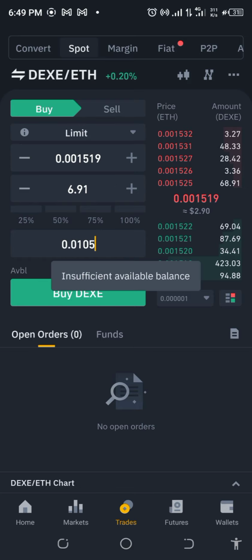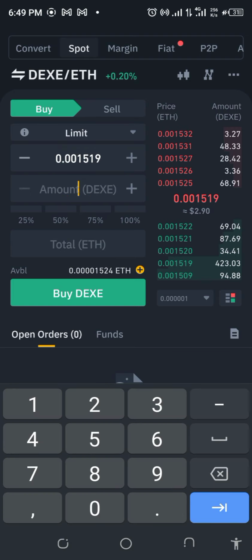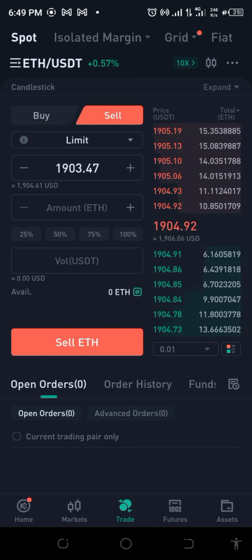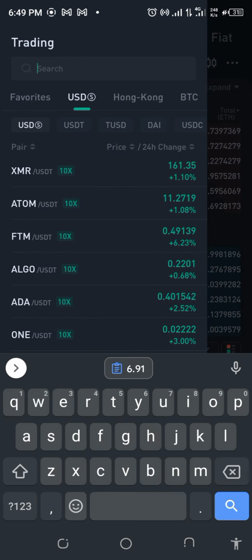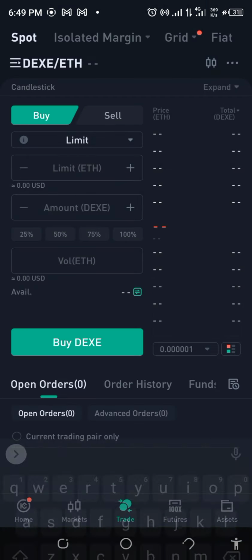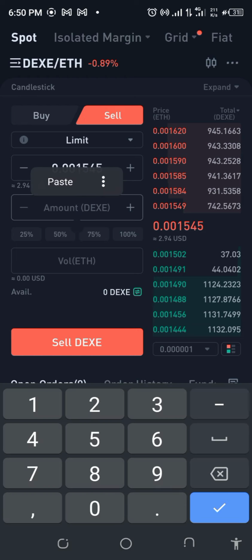Okay. So we're going to have 6.91. Now take note of everything we are seeing here. By the time I copy the 6.91, what do I get? I have 6.91 copied. So now I'm going to take that amount and go over to KuCoin, and then I'm going to have to look for DEXE, ETH. Okay. So now what I want to do is place this, I'm selling right now. So I'm just going to put it there and paste that.